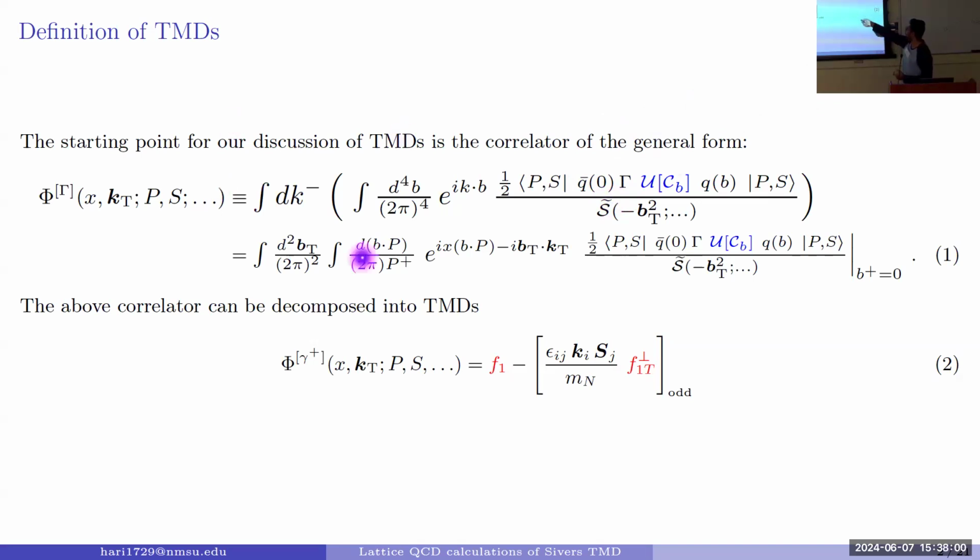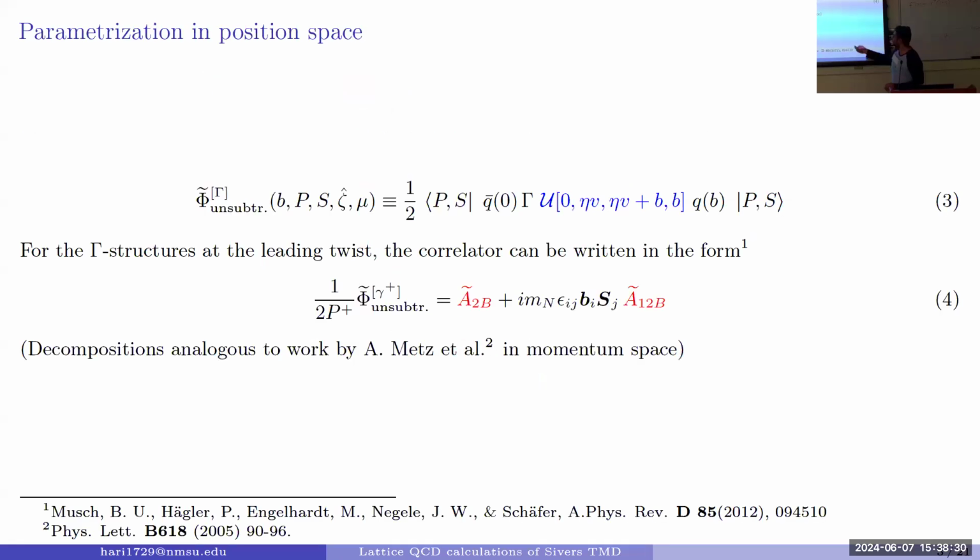And if I do the Fourier transform and if I integrate out the X minus, then we get the correlator as a function of longitudinal momentum fraction and then the transverse momentum here. And this is something like a number operator of the quarks. So we can count the quarks in various ways by using a different gamma structure. For gamma plus structure, that will decompose into unpolarized TMD and then the Sivers TMD. And one can do the same thing in position space.